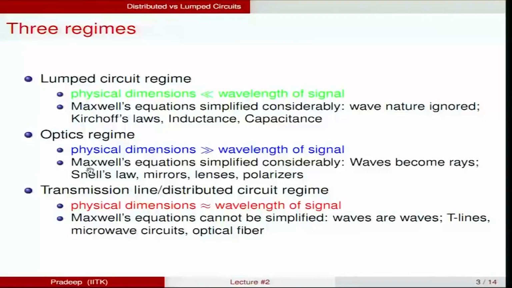In between these two regions, between the lumped circuit and optics regimes, is what we call the distributed circuit or transmission line regime. In the transmission line regime, the physical dimensions are neither too small compared to wavelength nor too large compared to wavelength. They are in fact very close to being the size of the wavelength of the signal, okay?